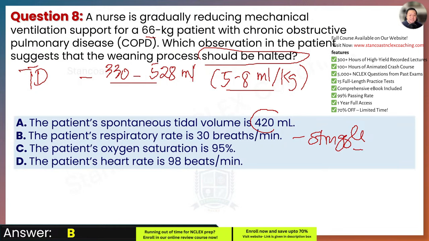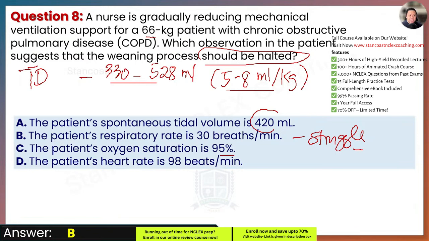Now, what about letter C? The patient's oxygen saturation is 95. Well, this actually tells us that the oxygen is being delivered effectively to the blood. And again, we are in a safe range here. For COPD patients, this is actually acceptable, and in some cases, a range of 88 to 92 is also reassuring. So this means the lungs are oxygenating well and there is no immediate danger of hypoxia.